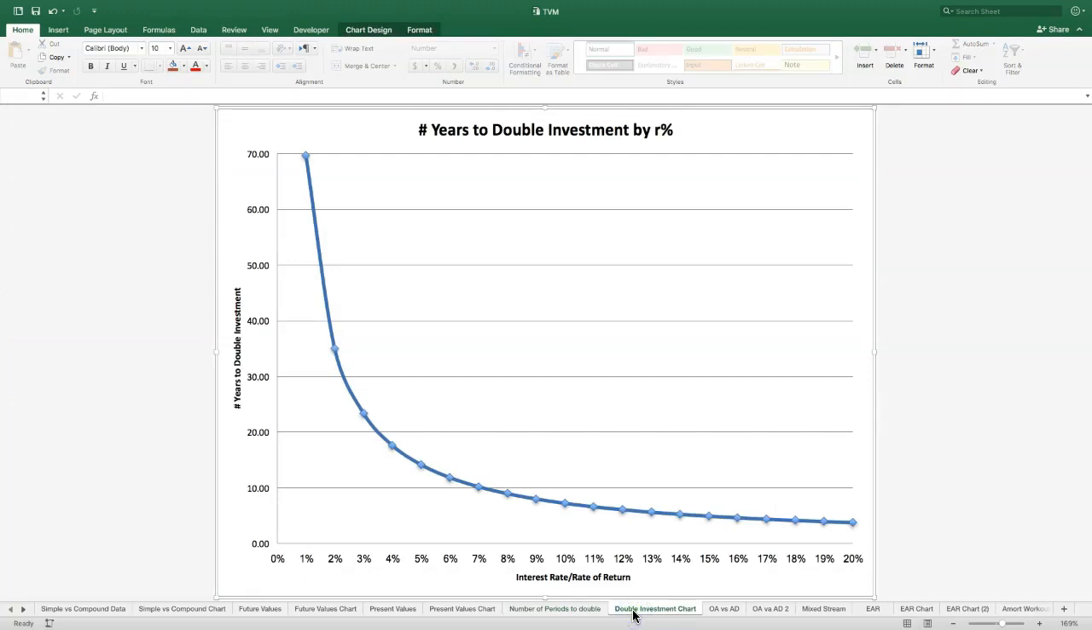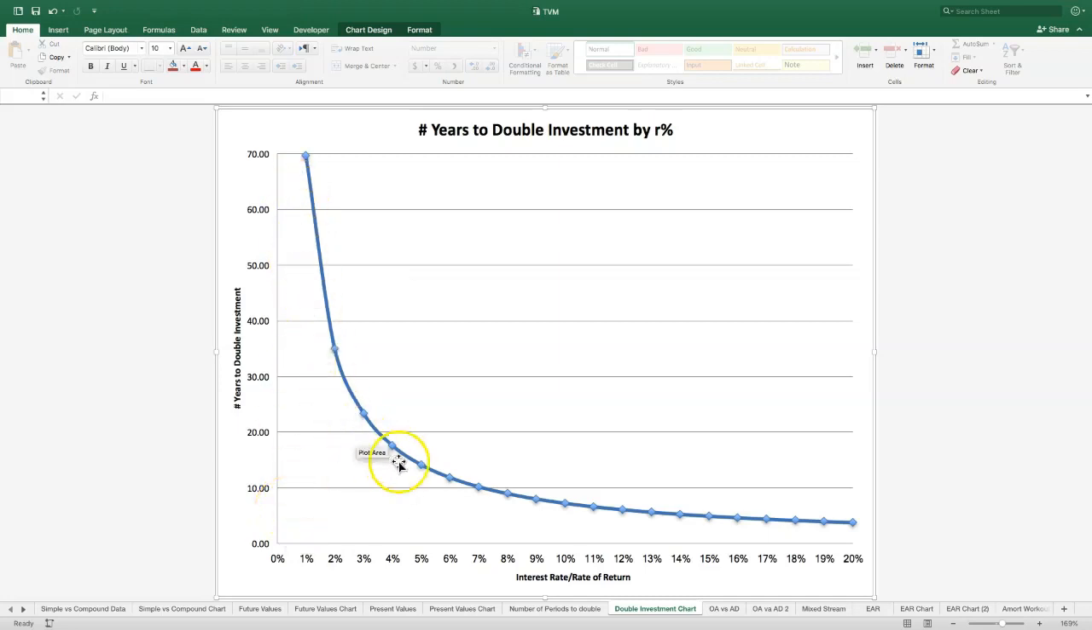Also look at a chart. We look at the number of years to double our investment. Our interest rate is here on the horizontal axis, and on the vertical axis, we have the number of years to double our investment. So as we saw, if you only have an interest rate of 1%, it takes you almost 70 years to double your investment. But if you had an interest rate of 20%, it wouldn't take very long at all. And you can kind of see here, when you get to around 14 to 20%, it's pretty quick to double your investment, only about 5 years or so.